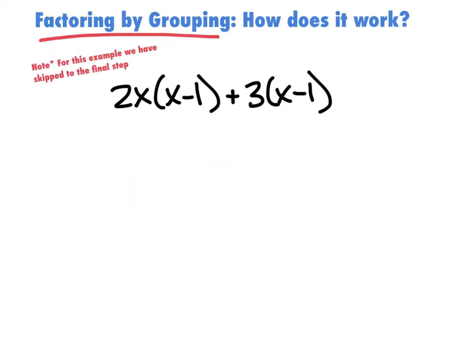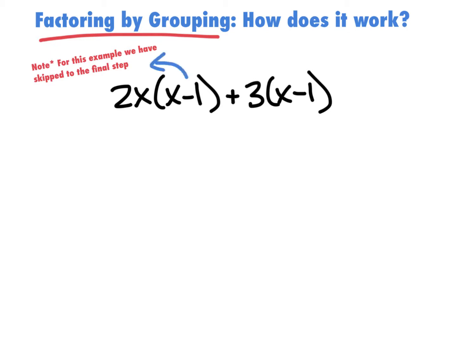Well, before we jump into that, I want to show you pretty much the final step in how it works. So note, for this example, we did skip to the final step. But I want to show you that 2x times x minus 1 plus 3 times x minus 1 is actually just 2x plus 3 times x minus 1. So here we see that both of these things are being multiplied by x minus 1. So that's their common term that we can factor out.